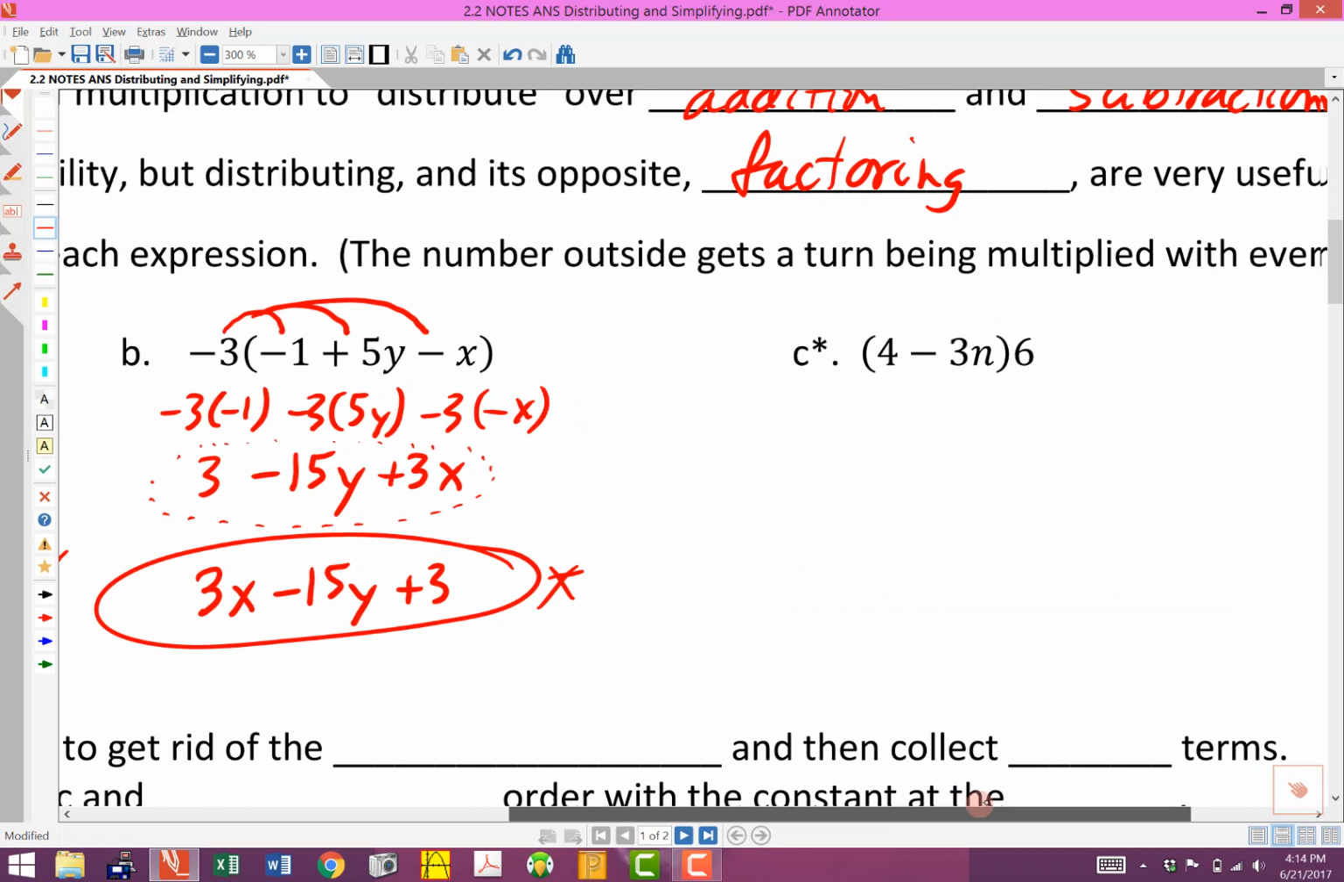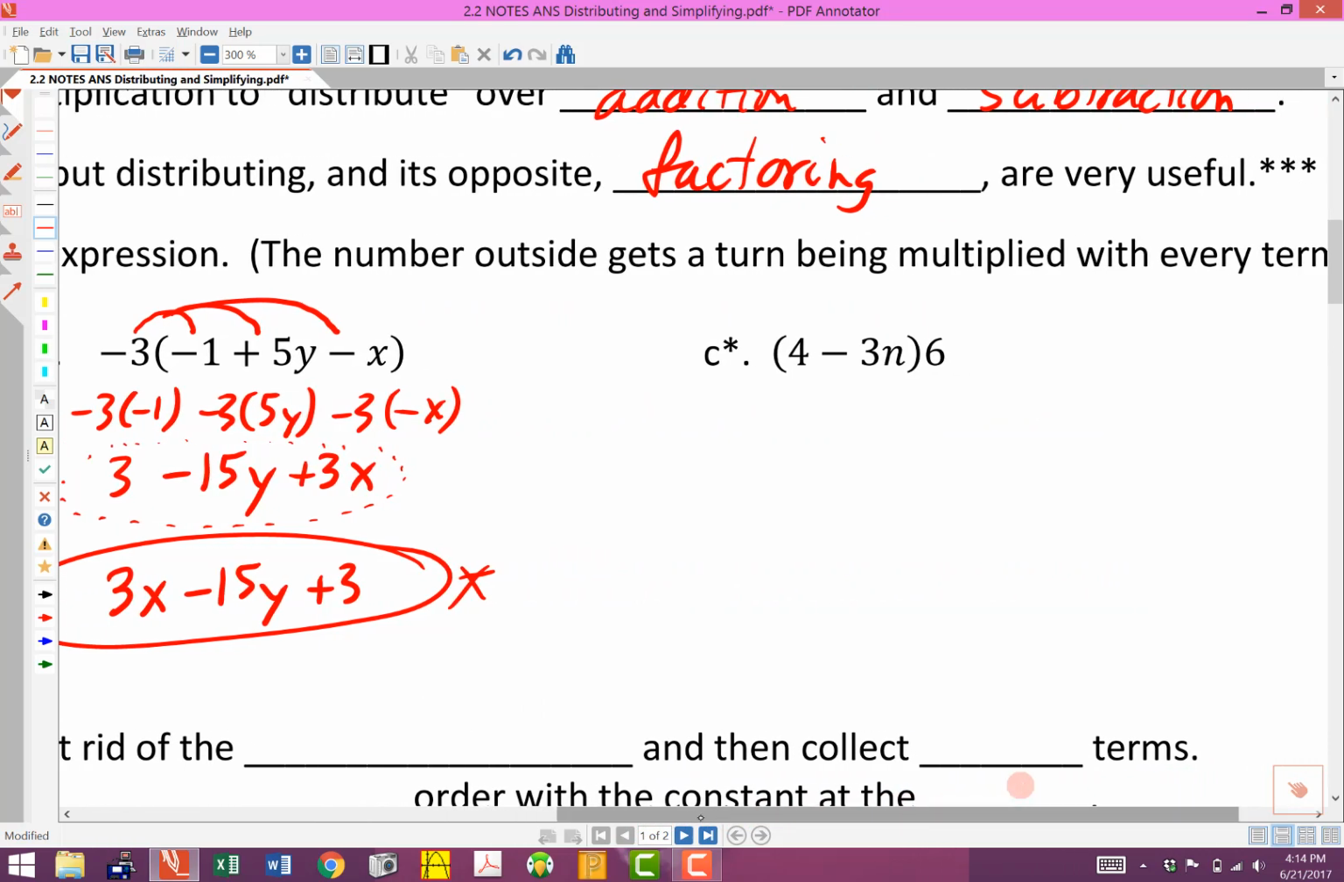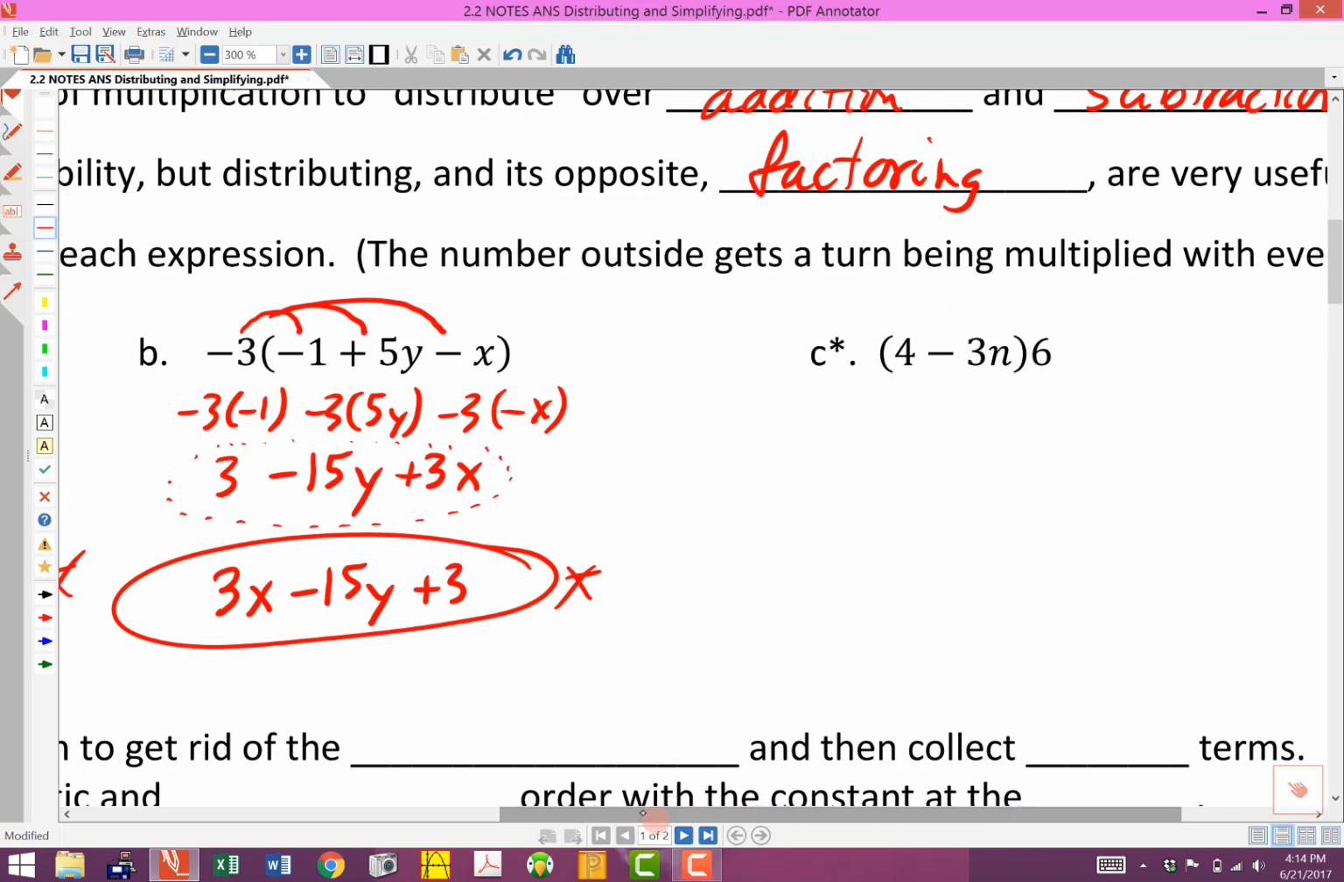Alright, let's take a look at another example. Now this one's got an asterisk by it, and it's got it by it for a reason. We don't always see them in this order. Most of the time we have the constant or whatever term we're multiplying by out front. Sometimes you'll see it on the back, but that's okay. This is going to be these 2 terms times that 6. So we're just going to draw our arcing lines the other way.